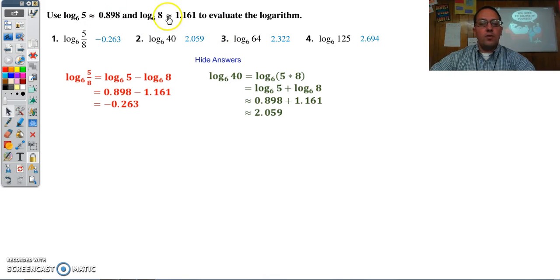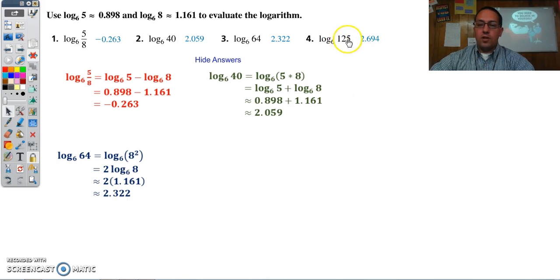Next one, log base 6 of 64. How can we use 5 and 8 to come up with an argument of 64? Well, 64 is 8 squared, so we're not going to use the 5 on this one. We're just going to use 8 squared. So 8 squared, this is the power property. The 2 comes in front of the term. So we have 2 times log base 6 of 8. Substitute in the log base 6 of 8. And we have 2.322.